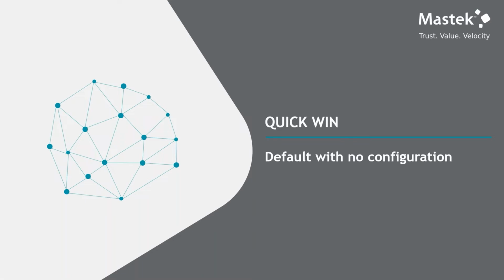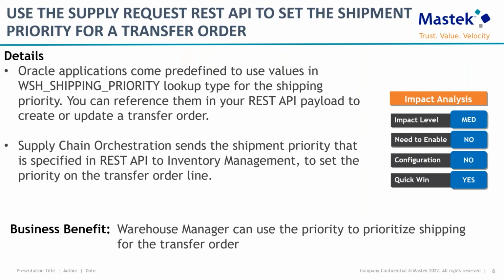So let's start with the ones that are tagged with quick win, default with no configuration, which means we won't be needing any configuration to start using them. So first is use the supply request REST API to set the shipment priority for a transfer order.